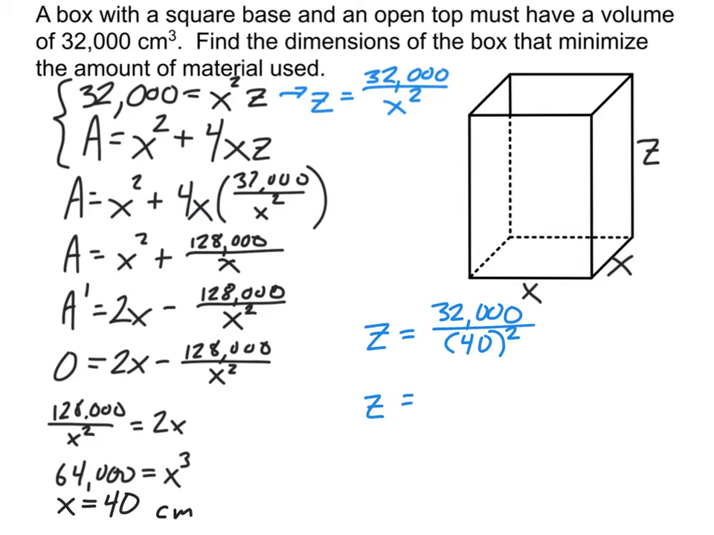And so the 40 squared ends up giving us 1,600. Then we do the 32,000 divided by that, and we should get an answer of z equals 20 centimeters. And so our final answer, what are the dimensions of this box going to be? The dimensions of the box are going to be 40 by 40 by 20 centimeters.